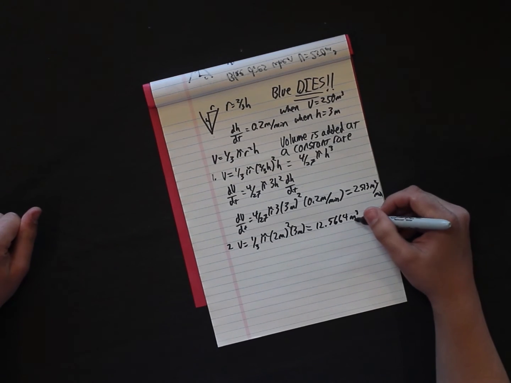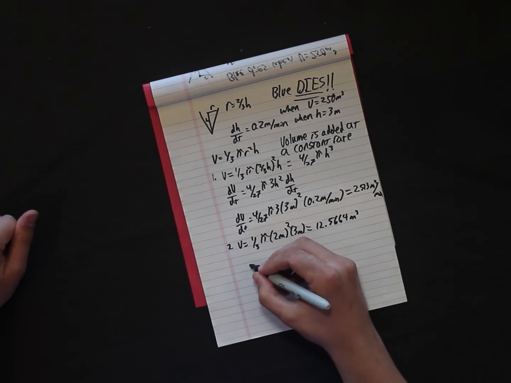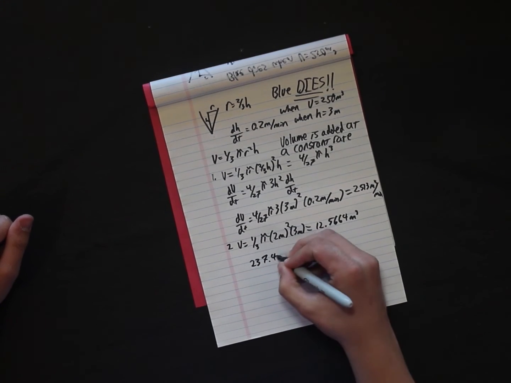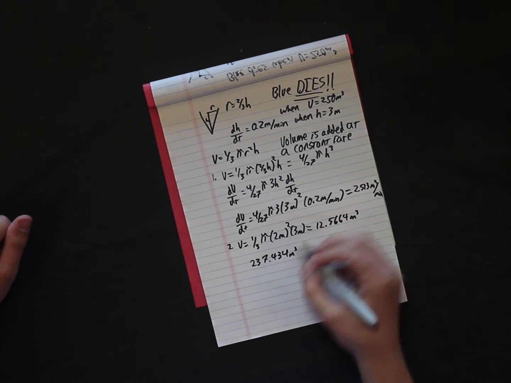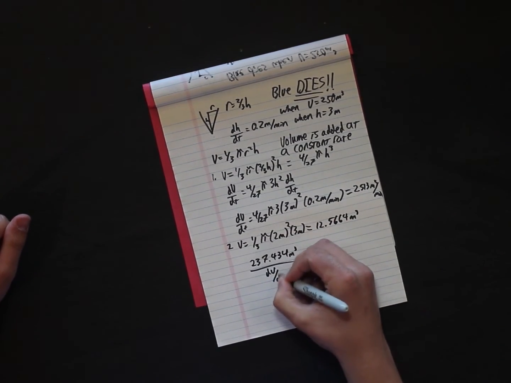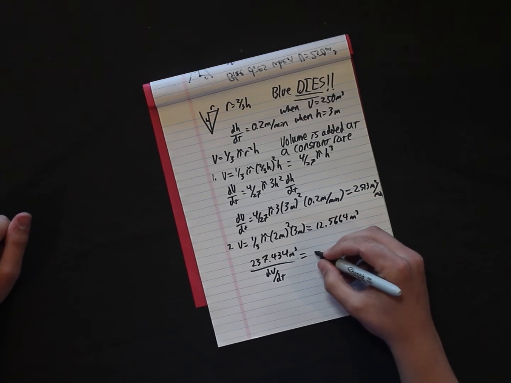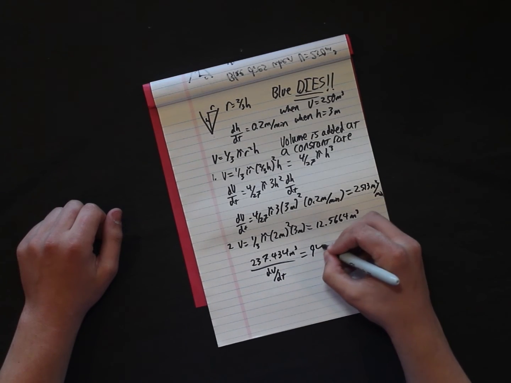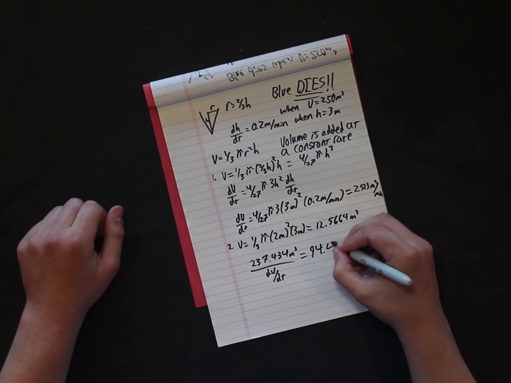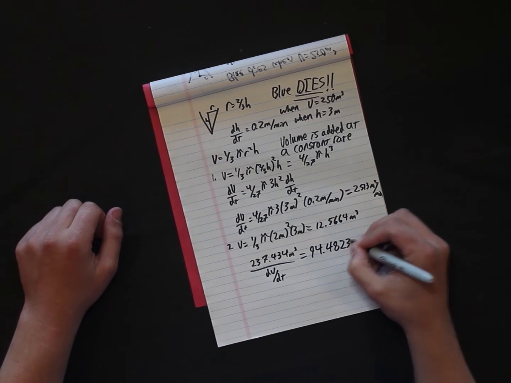So now we take the difference of the volume at which Blue will die and our current volume, and we get that the remaining volume to be filled is equal to 237.434 meters cubed, divided by dV/dt, equals 94.4823 minutes.